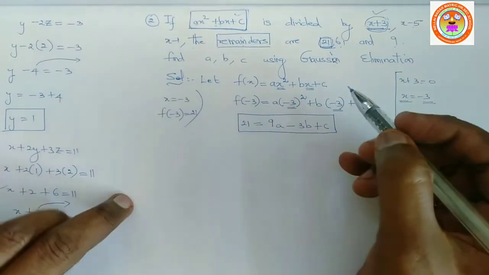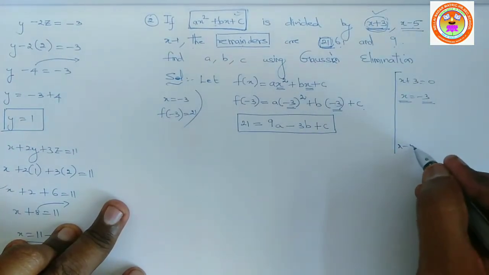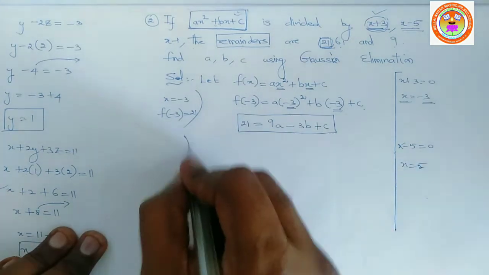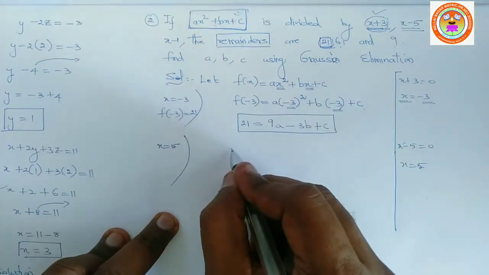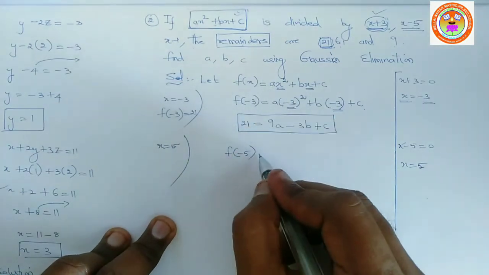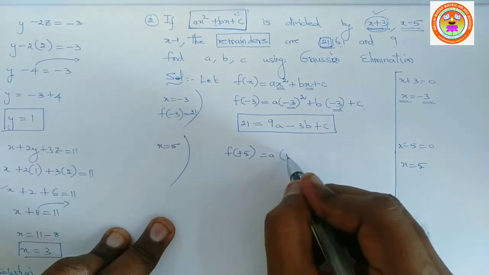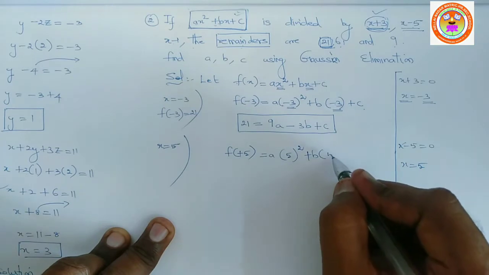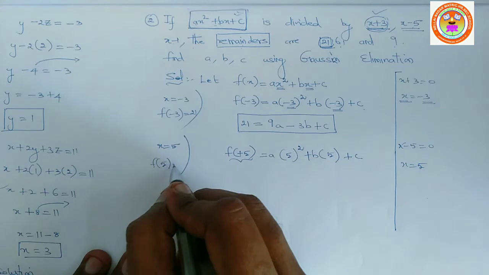Once again we are going to divide this by x minus 5. So x minus 5 is equal to 0, we can write x is equal to 5. Apply x is equal to 5 in this equation. So f of 5 is equal to a into 5 the whole square plus b into 5 plus c. This f of 5 is nothing but the remainder.